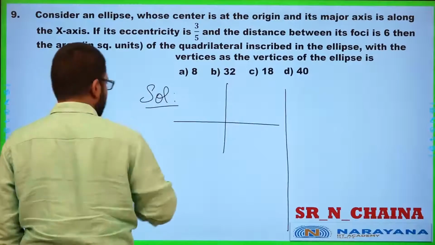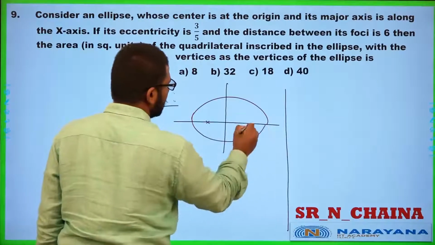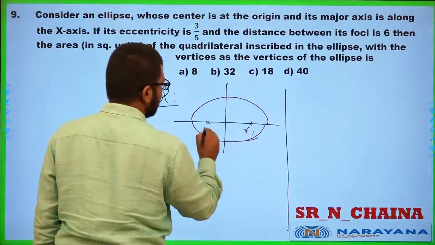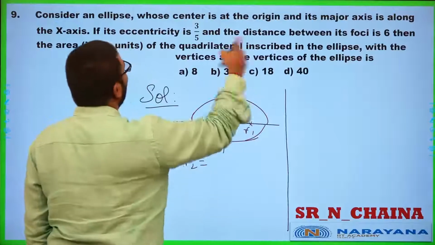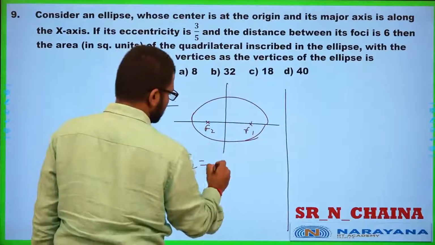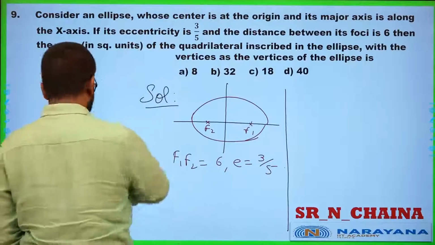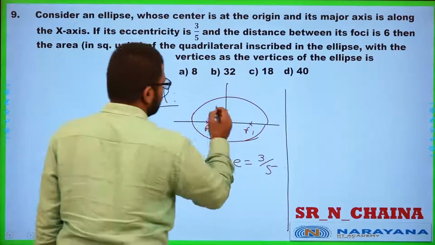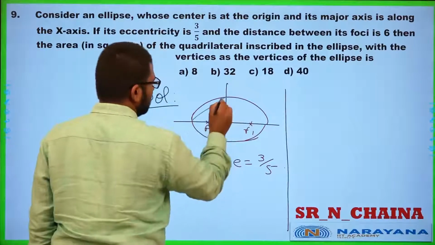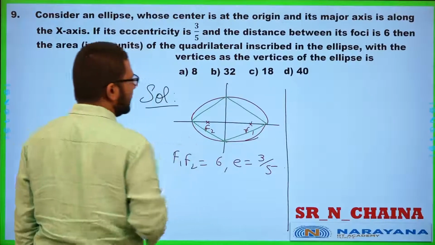Okay, so what we have here is an ellipse whose eccentricity and distance between foci are known. Let us call this F1 and F2. It is given that F1 F2 is how much? 6, and e is equal to 3 by 5, correct? Now there is this quadrilateral that uses its vertices as the vertices of the ellipse, right?